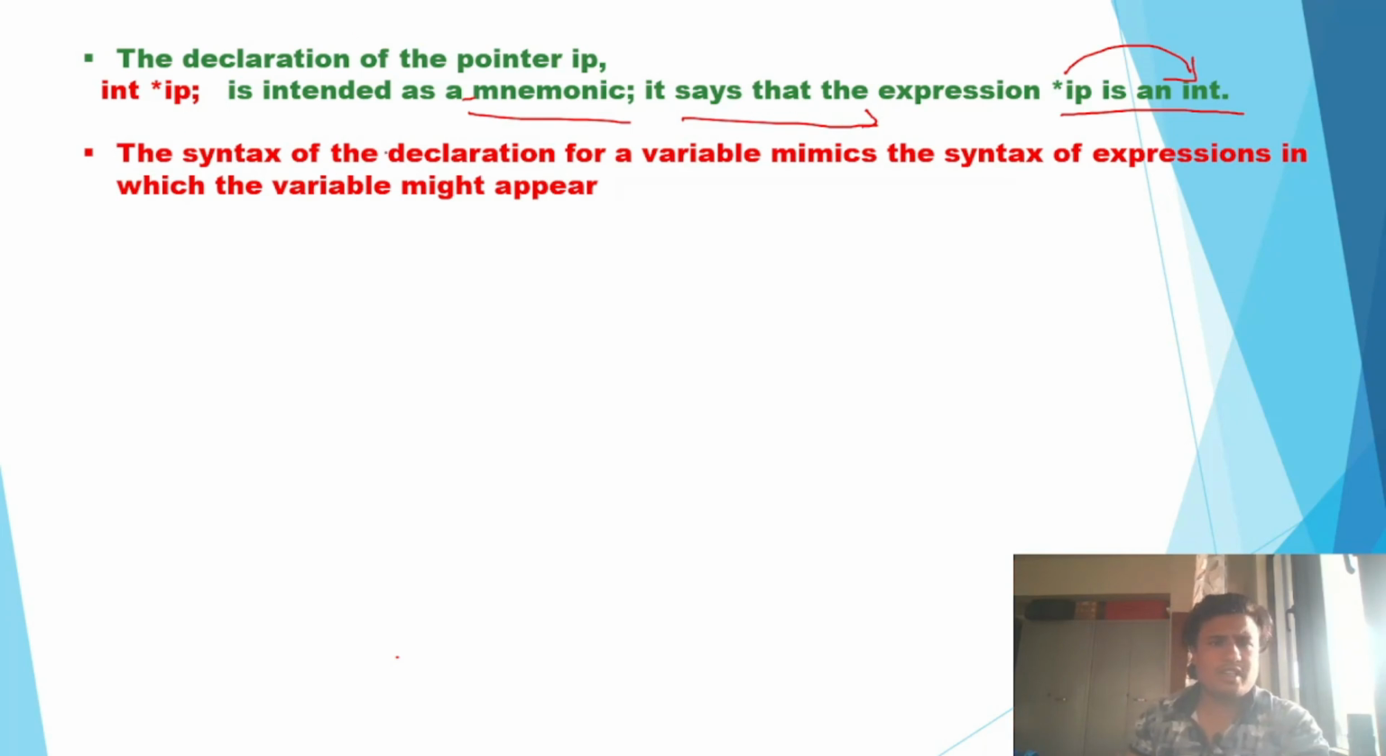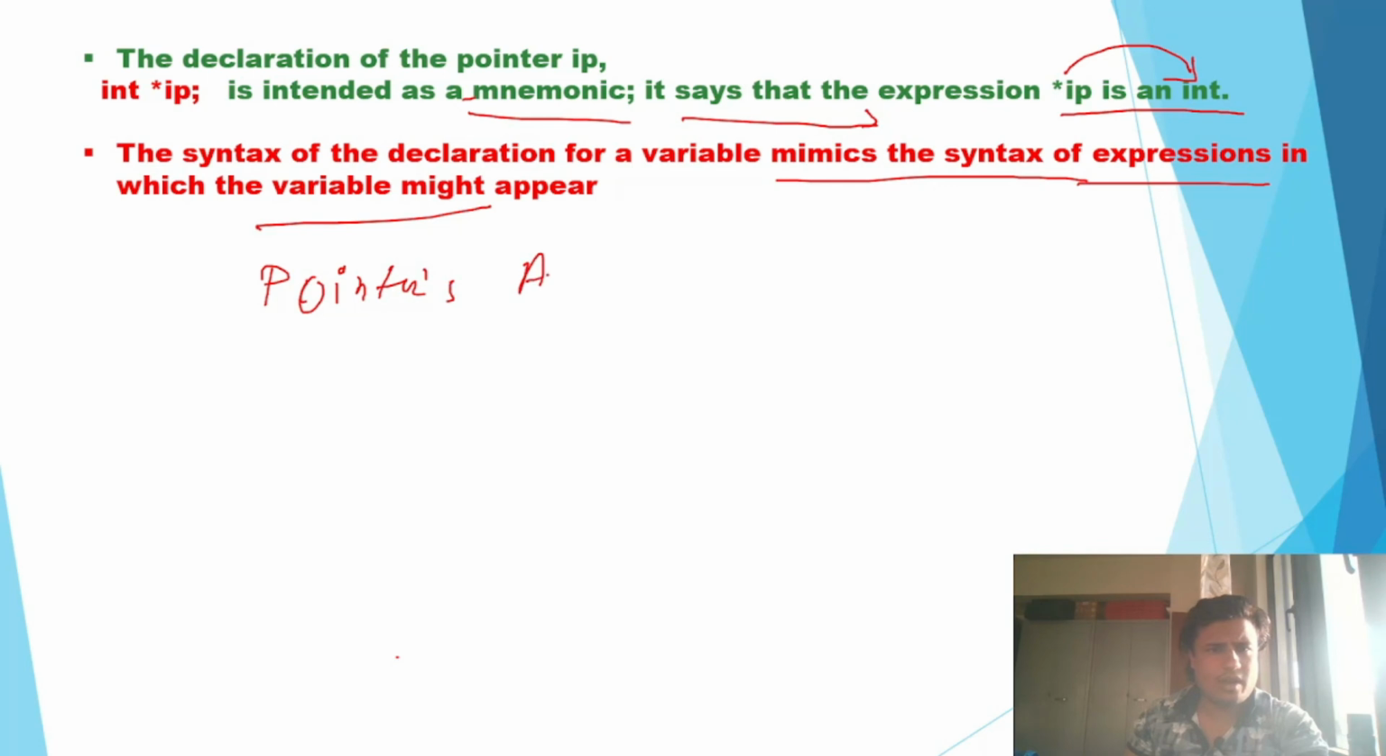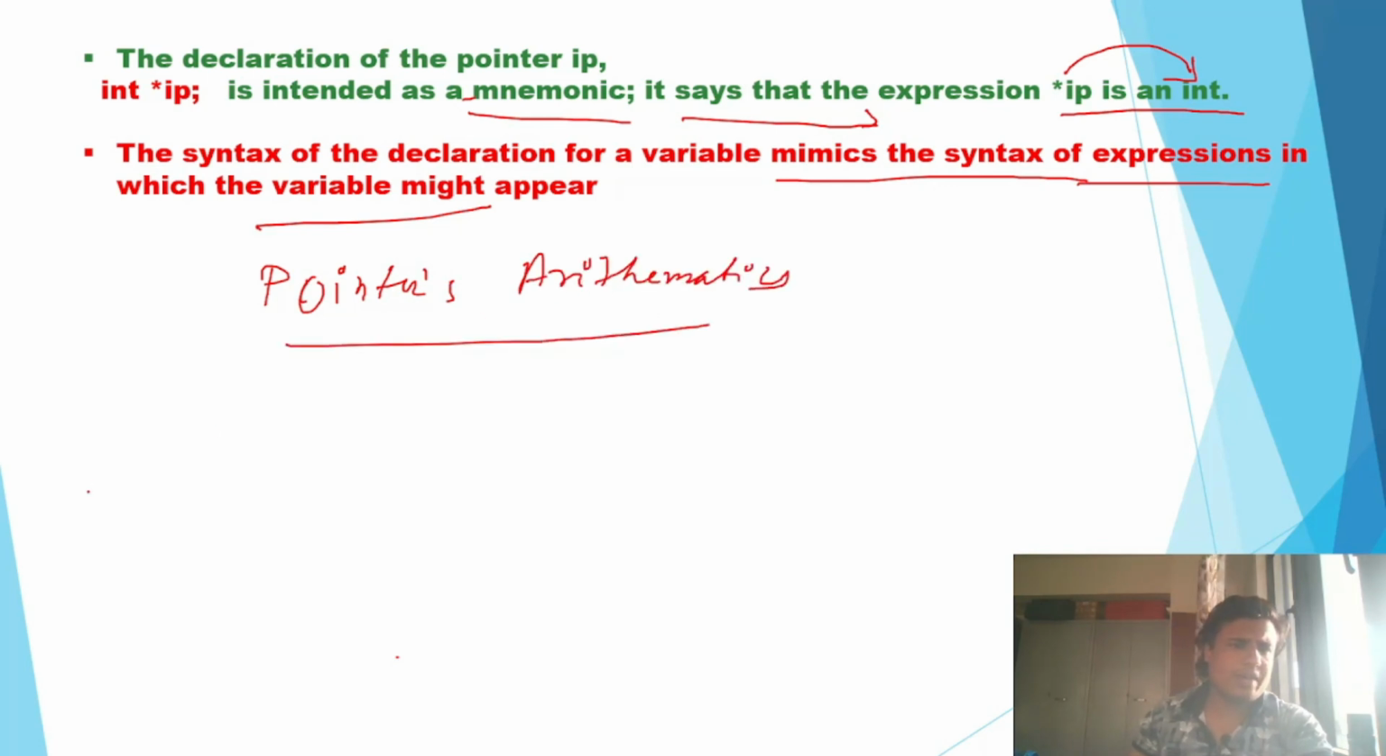The syntax of a declaration for a variable mimics the syntax of expressions in which the variable might appear. It will be more clear at this point. Leave it at this point, guys. It will be more clear when I discuss pointer arithmetic in the next lecture. So now moving on, let me show you the other points here.